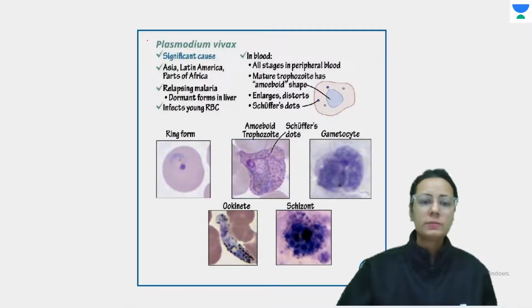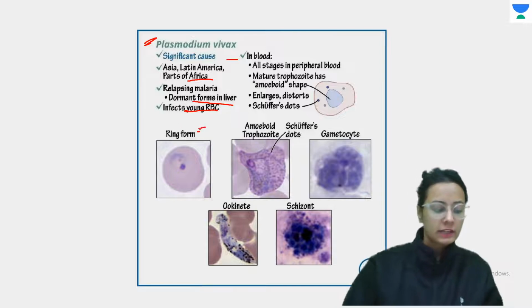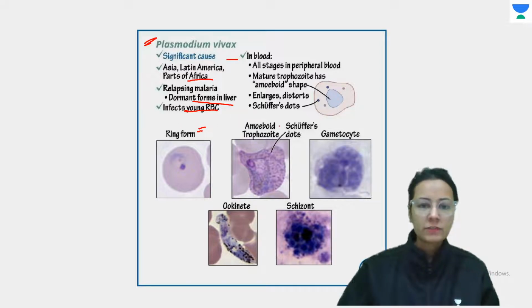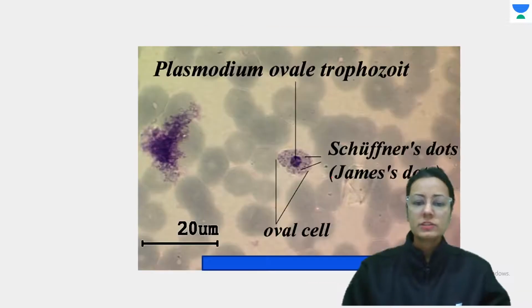Now, talking about Plasmodium vivax, that is a significant cause of relapsing malaria, with a dormant form in the liver. In case of vivax and ovale, we have the ring form, that is a trophozoite form. Then we have the amoeboid trophozoite form, with Schüffner's dots in the trophozoites. Those are scattered dots you can see. And again, the gametocyte is also an amoeboid form, and then the schizont stage.